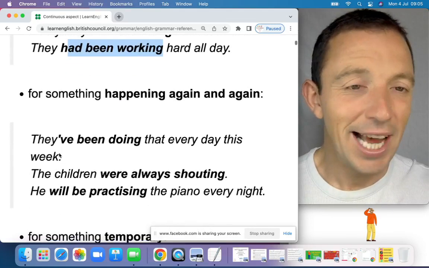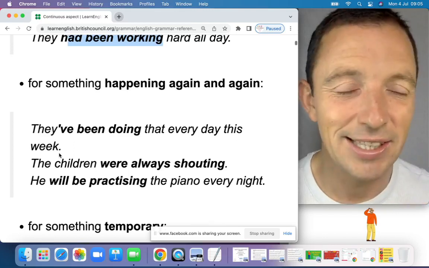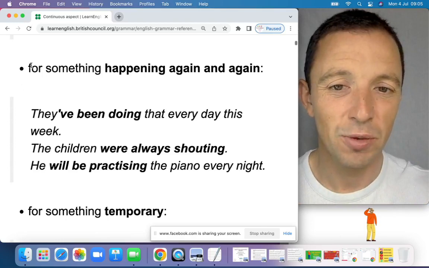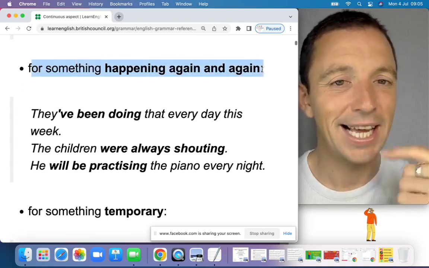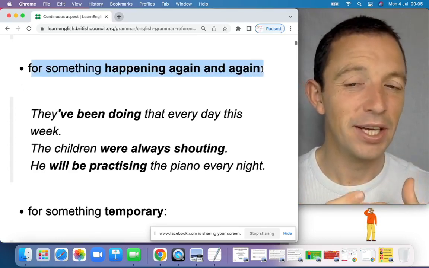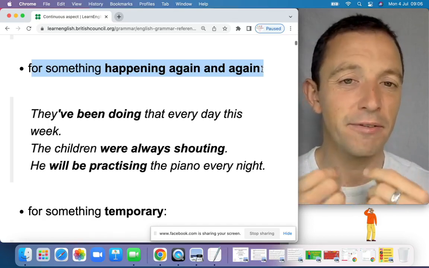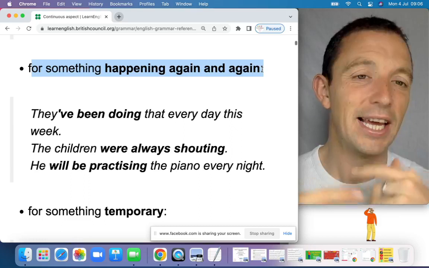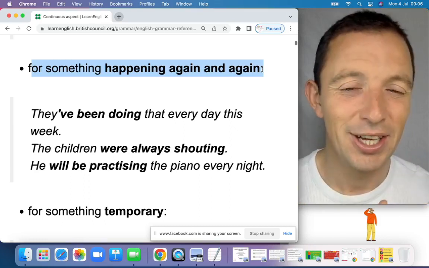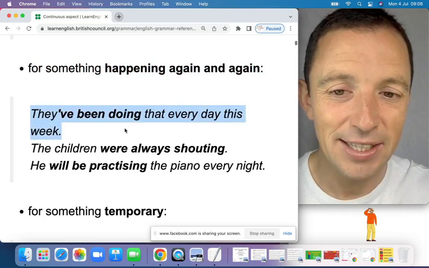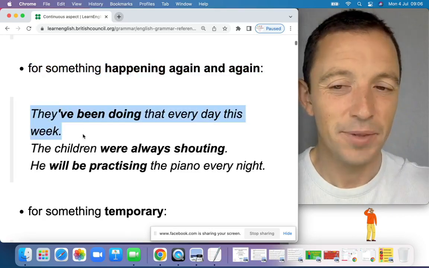Okay, the next description, the next rule is we use the continuous aspect for something happening again and again and again. So it's possible to use the continuous, present, past, future, to describe something that's happening again and again and again. So here is the example. They have been doing that every day this week. Subject, they.